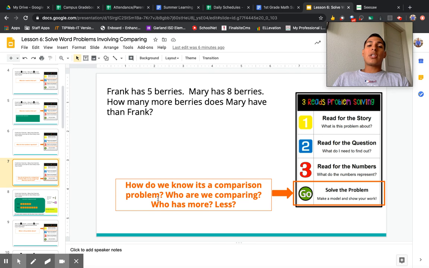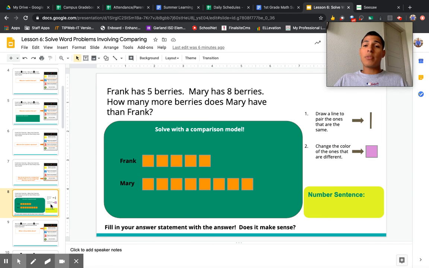How do we know it's a comparison problem? Who are we comparing? Who has more or less, right? We're comparing Frank and Mary's berries. That's what we know. We're comparing their 2 berries. We're comparing how many more berries Mary has than Frank. So it jumps right in.